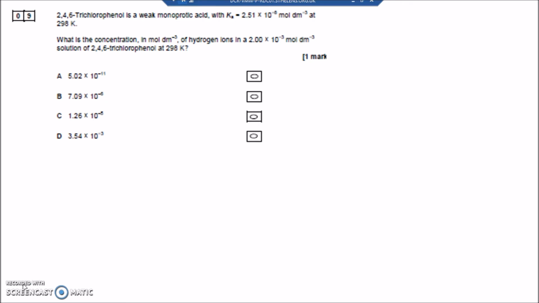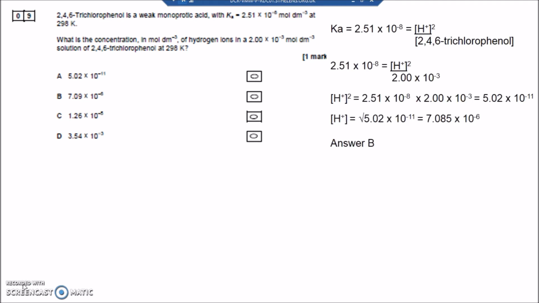So what have we got? What do we know? Well, we know Ka, and that'll equal H plus squared divided by the concentration of 2,4,6-trichlorophenol. We're allowed H plus squared because we've not got a buffer. Put the numbers in. H plus squared we can calculate as 5.02 times 10 to the minus 11, square root it, and we get the H plus concentration, which is 7.085 times 10 to the minus 6, so that's closest to B.